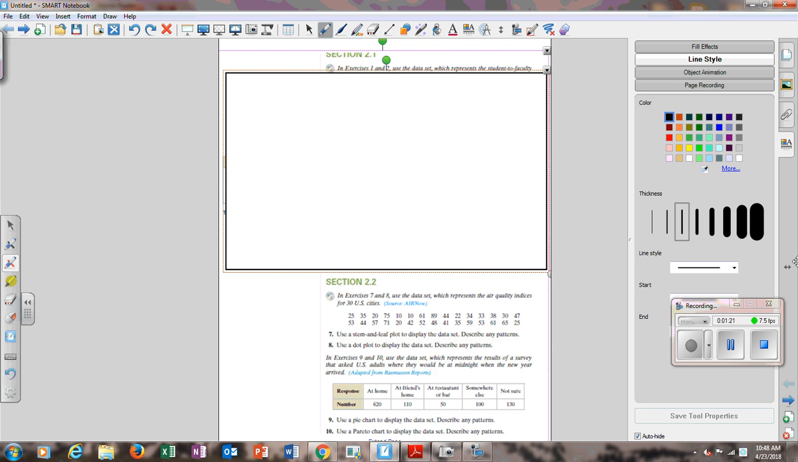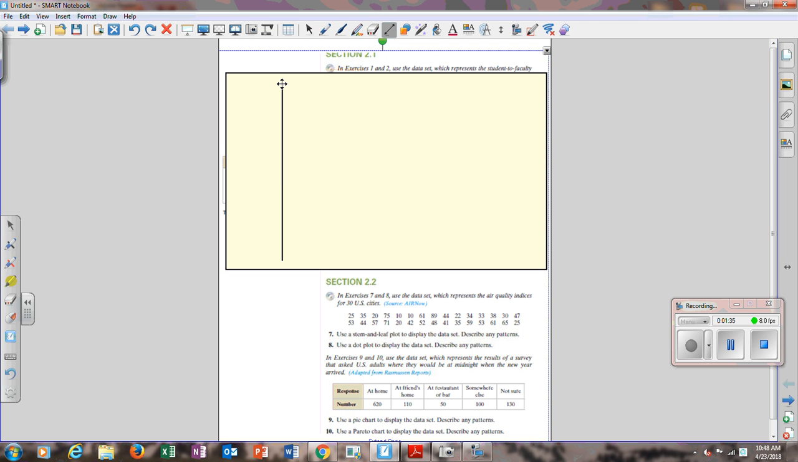All right. In section 2.2, number 7 said to use a stem and leaf plot to display the data set and to describe any patterns. So first, I'm going to draw my vertical line for the stem and leaf plot. Just because I always mess up when I do these, I listed them in order first, just to make it easier for me. The other way you could do it is just to leave a little gap, but we'll do it that way.